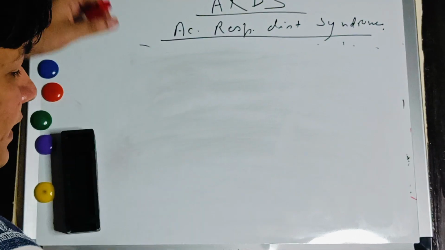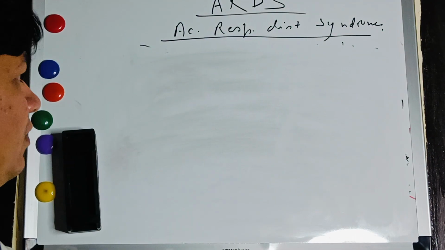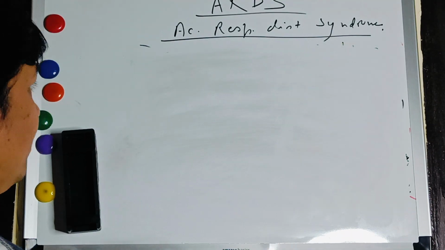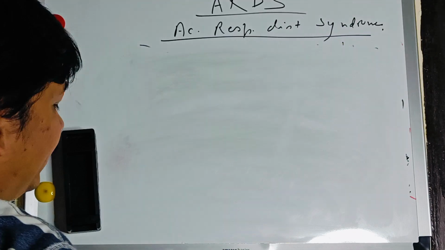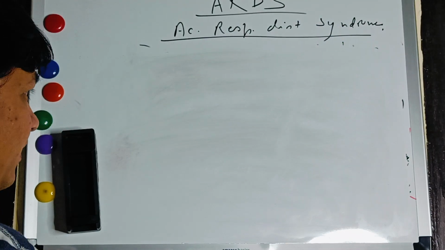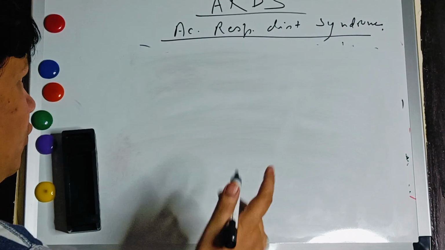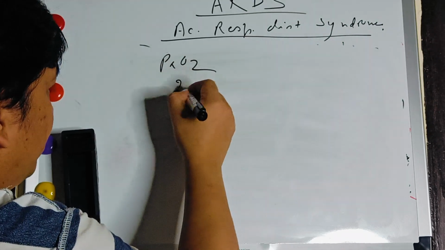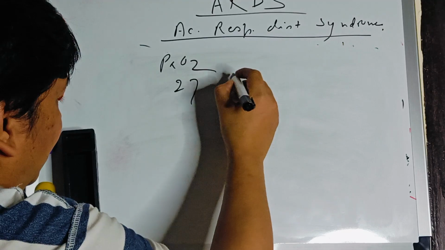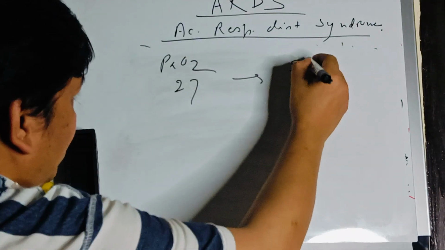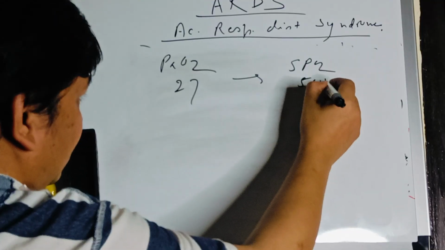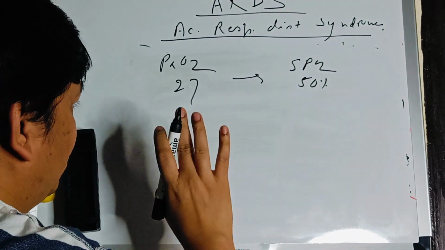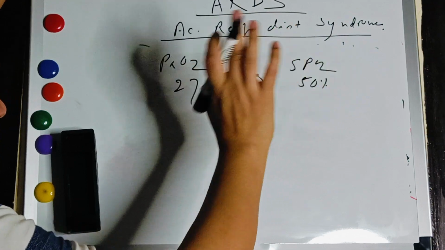When we are learning about ARDS, very often we have to compare the PaO2 and SpO2. There is a simple formula to remember about the PaO2 and SpO2. One thing that we all know is that if PaO2 is 27 mmHg, then SpO2 is 50%. So this is a basic formula that has to be remembered. It's around 25 and 50.